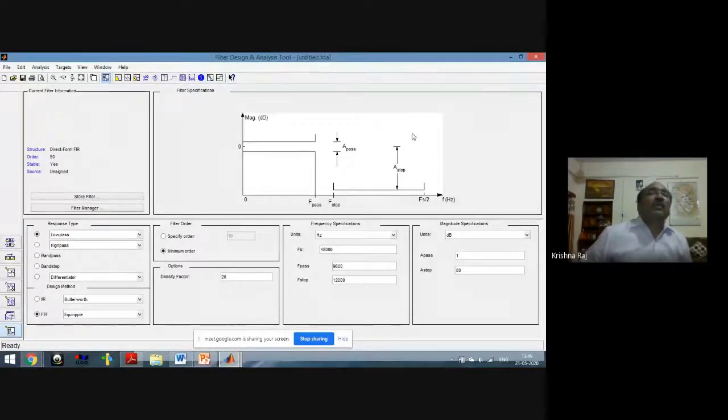So here, if the requirement is given that we have to design a low pass filter or high pass filter having this cutoff frequency, then we will describe, if this is the cutoff frequency, then what is the pass band frequency, stop band frequency, what is the allowable attenuation in the pass band, what is the allowable attenuation in the stop band, and what must be the transition band.